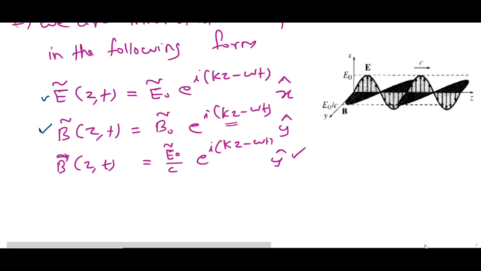Here it is clear that the electric field is along the x direction and the magnetic field is along the y direction. The amplitude of the magnetic field is E0 by C, and usually in the case of an electromagnetic wave, it is said to be polarized in terms of the electric field. The electric field is along the x direction. Therefore, this electromagnetic wave is polarized along the x direction.